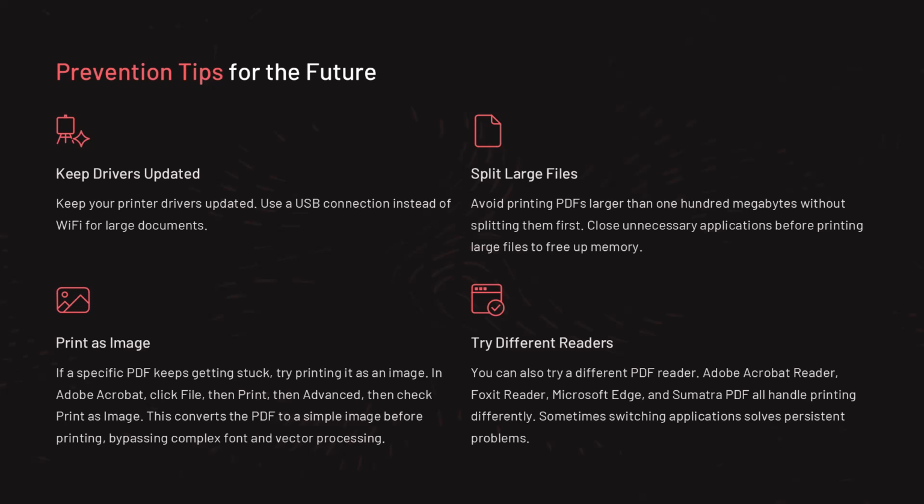If a specific PDF keeps getting stuck, try printing it as an image. In Adobe Acrobat, click File, then Print, then Advanced. Then check Print as Image. This converts the PDF to a simple image before printing, bypassing complex font and vector processing.